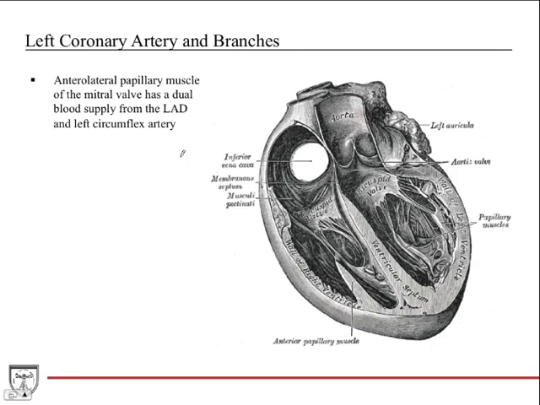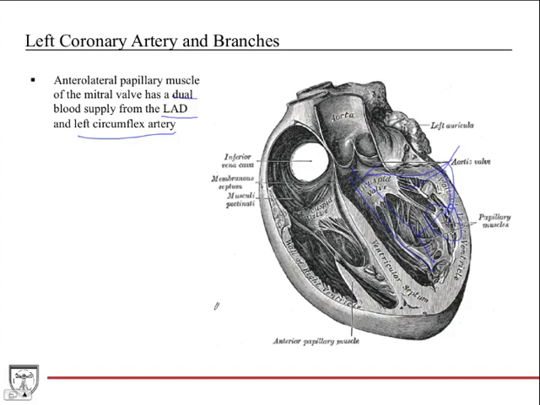As you may have noticed on the previous two slides, the anterolateral papillary muscle for the mitral valve actually has a dual blood supply from the LAD and the left circumflex. You can see that muscle right here. You have the LAD coming down that anterior surface, sending supply to it. And then you have the left circumflex wrapping around like this, sending supply to it as well.